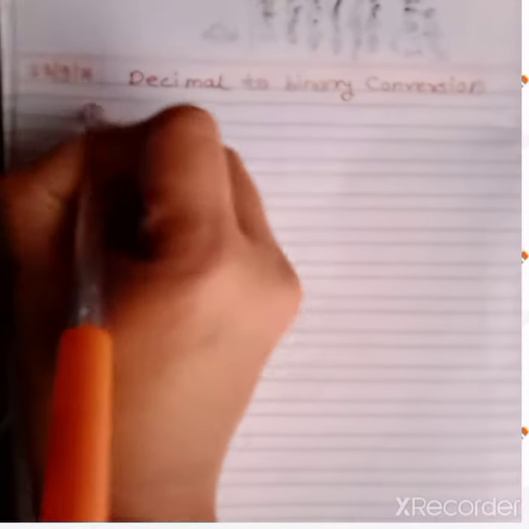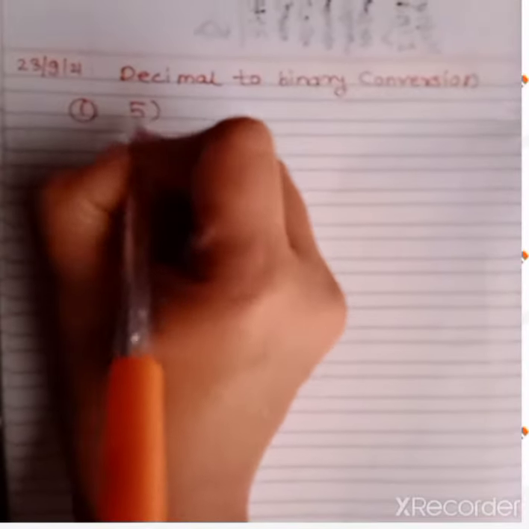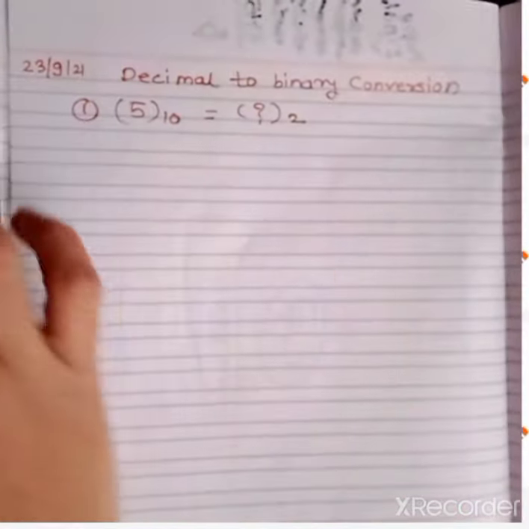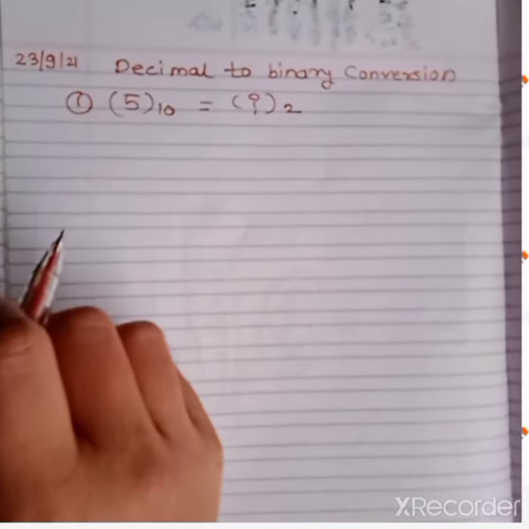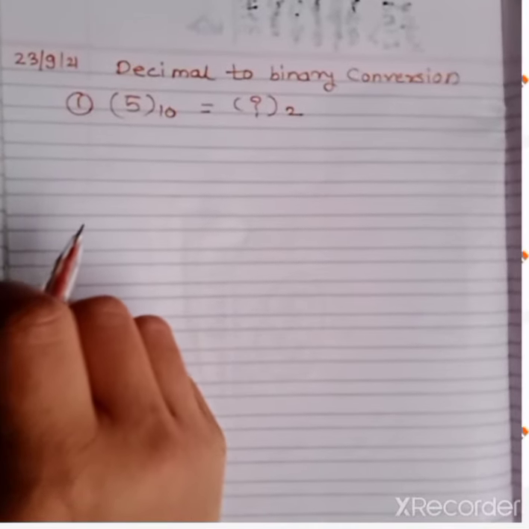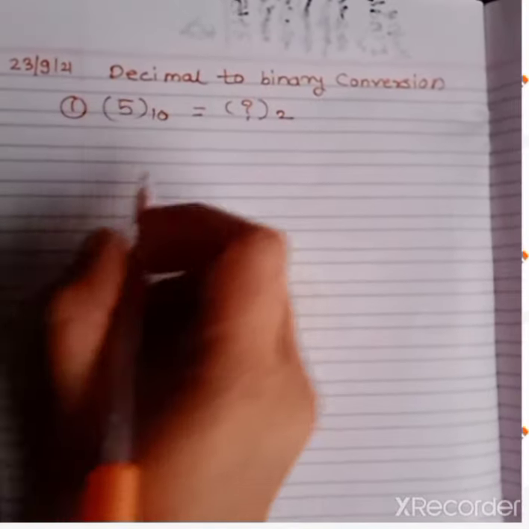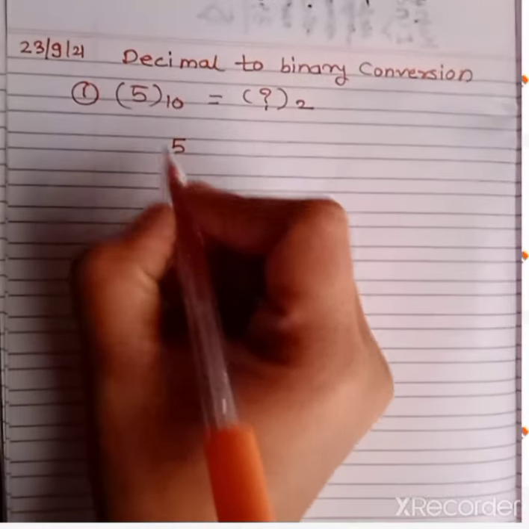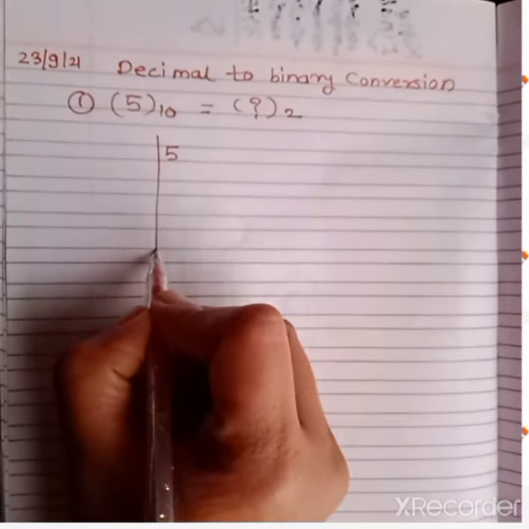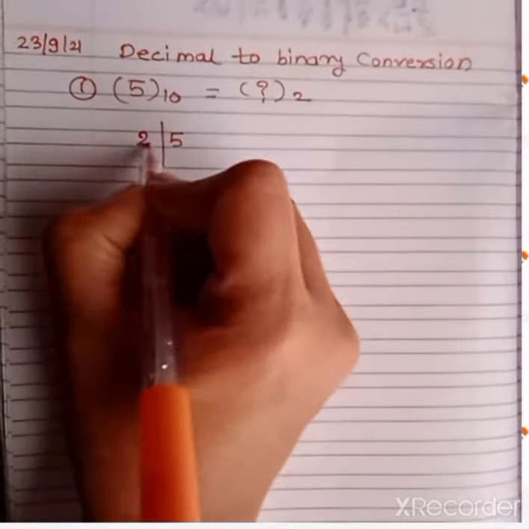We'll take first example 5 to the base 10. We have to convert this number into binary. So we'll follow the steps whatever we have learned in our lecture. So we'll take 5 as a dividend, 2 as a divider.